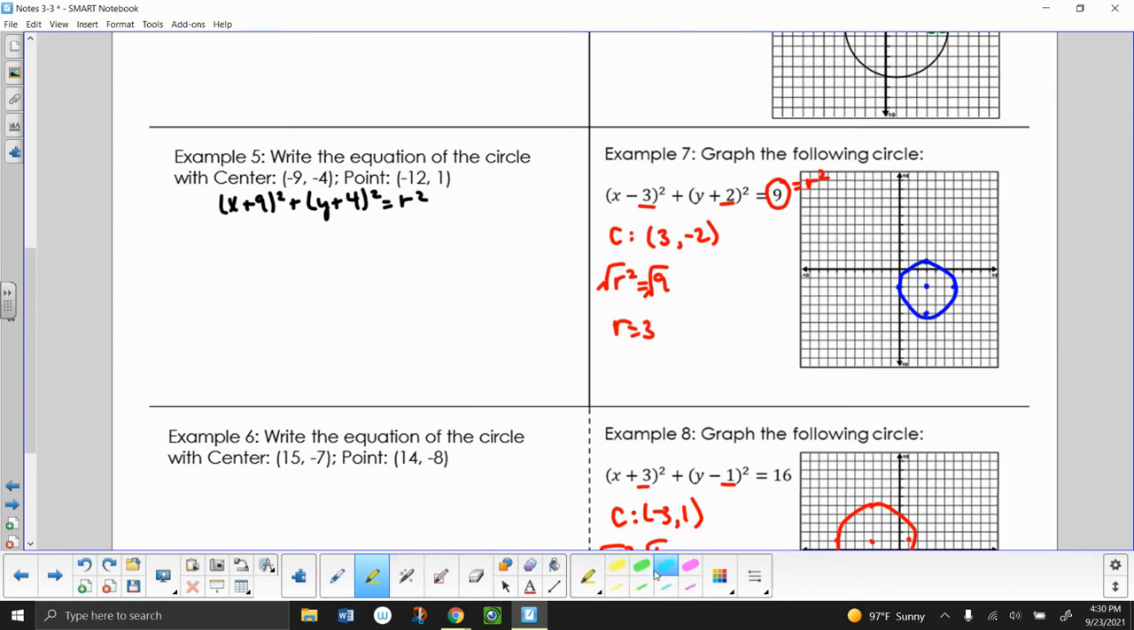What we're given instead is this point, -12, 1, which is really just an x and a y. So what we can do is plug these numbers in for x and y and solve for r squared. Okay, so x is going to be -12, so -12 plus 9, and then 1 plus 4 is equal to r squared.